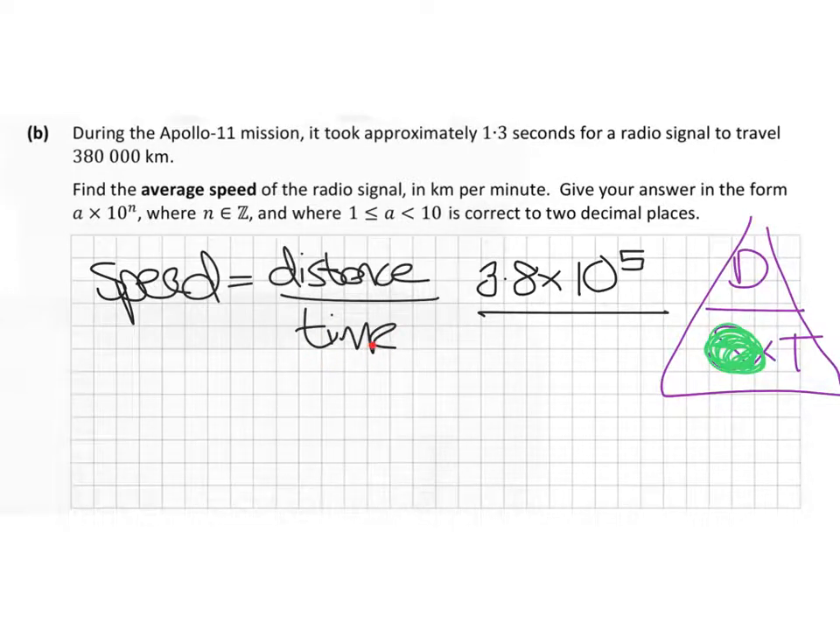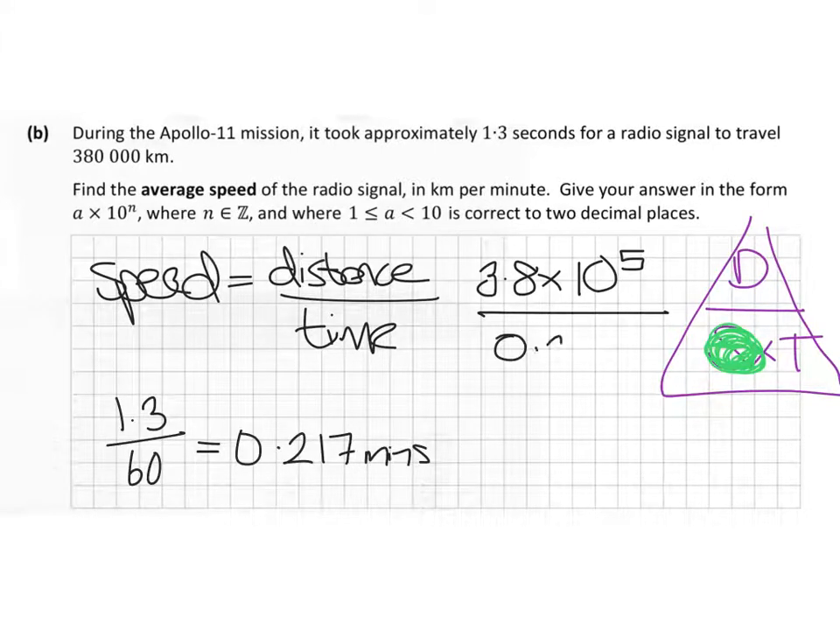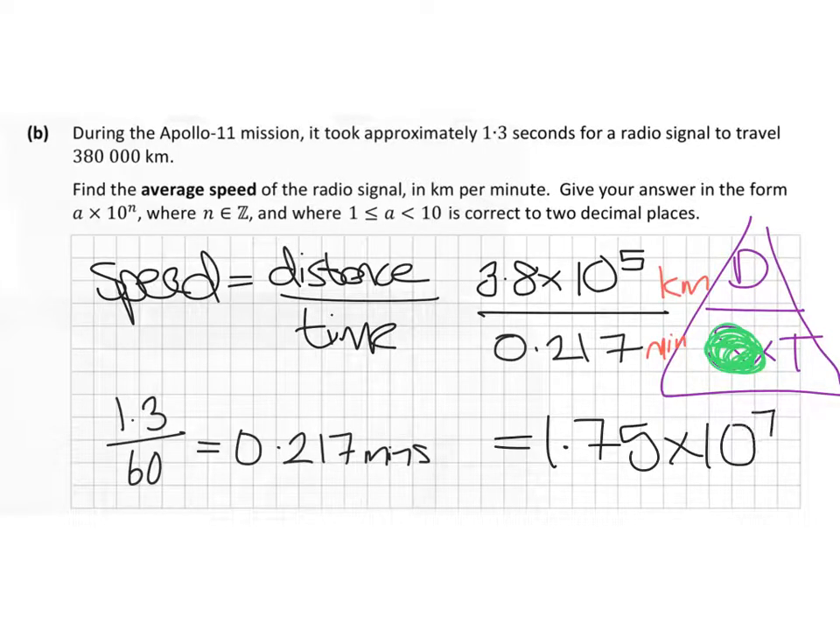We want to know our time. We want to find the average speed in kilometers per minute, but our time here is in seconds. So we need to convert the 1.3 seconds into minutes. To do that, we divide 1.3 by 60 because there are 60 seconds in 1 minute, and that gives us 0.217 minutes. So now I can divide by 0.217, and I now have my top line, my distance in kilometers, and my bottom line in minutes. Now I can just divide both of them and I end up getting 1.75 multiplied by 10 to the power of 7.